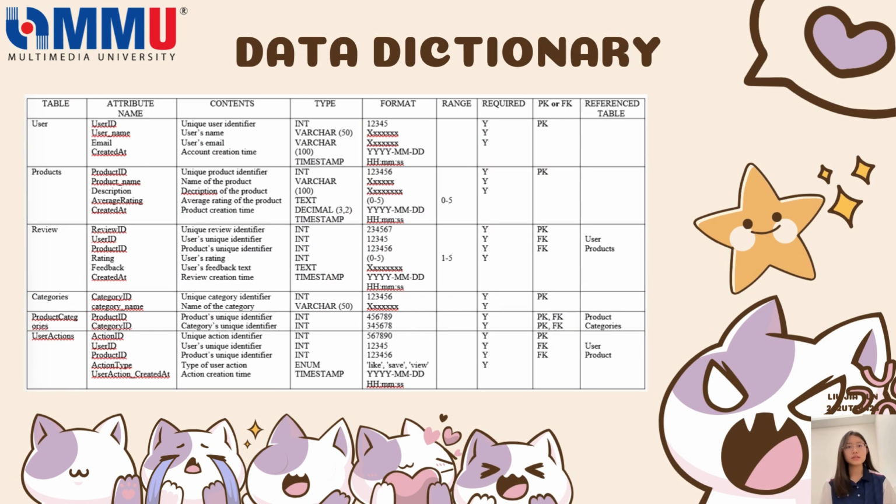And this is the data dictionary for the customer feedback system, including 6 tables, which are the users table, products table, reviews table, categories table, product categories table, and user actions table.